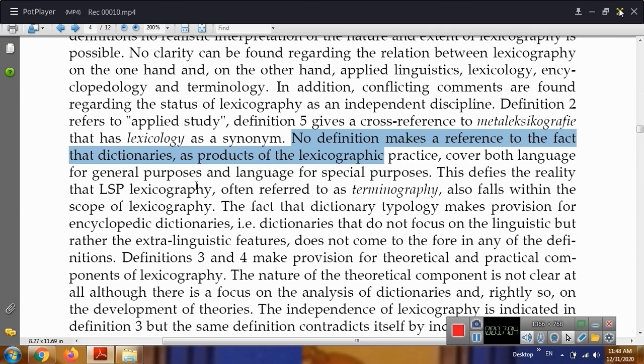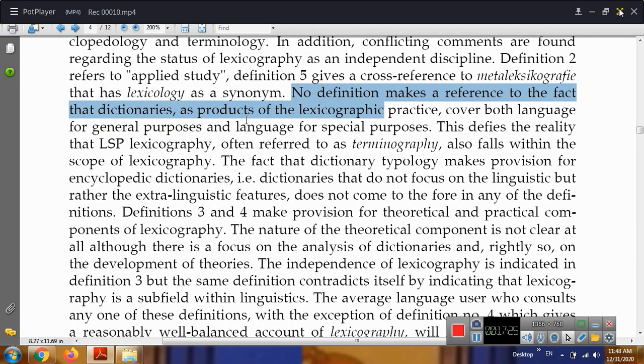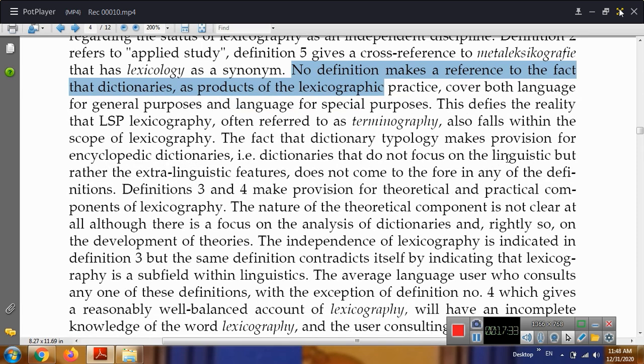Okay, therefore we have lexicography for a special purpose or for a general purpose. This defines the reality that LSP lexicography, often referred to as terminography, also falls within the scope of lexicography. The fact that dictionary typology makes provision for encyclopedic dictionaries, dictionaries that do not focus on the linguistic but rather the extra-linguistic features, does not come to the fore in any of the definitions.